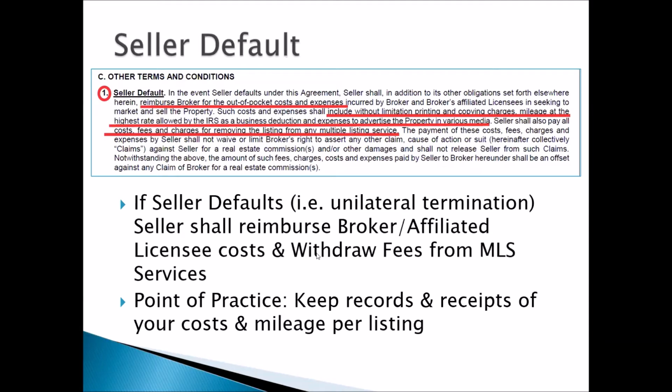Point of practice, you listing agents, buyer's agents too, you need to keep records and receipts of all of your hard costs associated with each and every listing, including mileage per your listing, because it states that the seller, if they default, has an obligation to reimburse the broker, including for mileage at whatever rate the IRS is allowing as a business deduction.